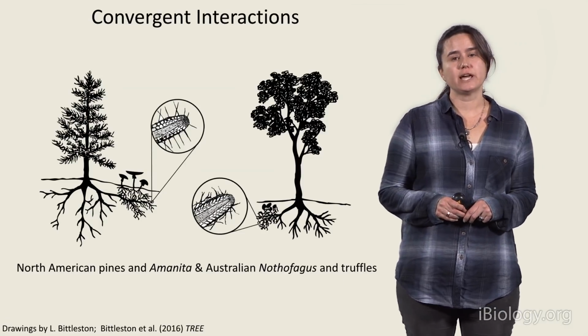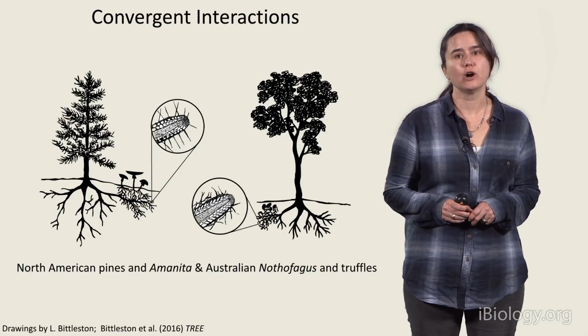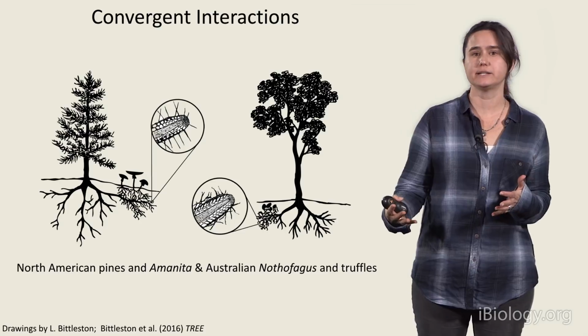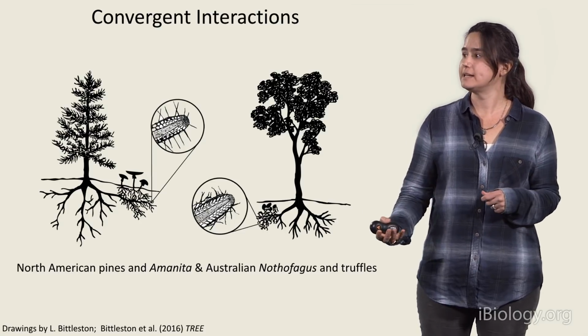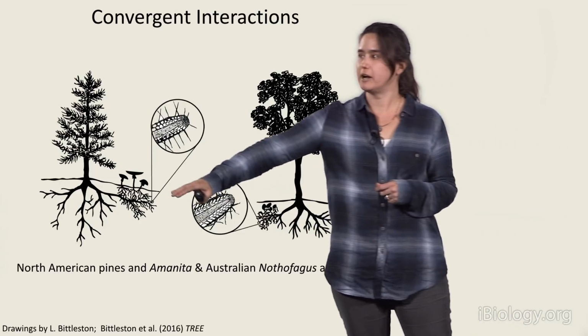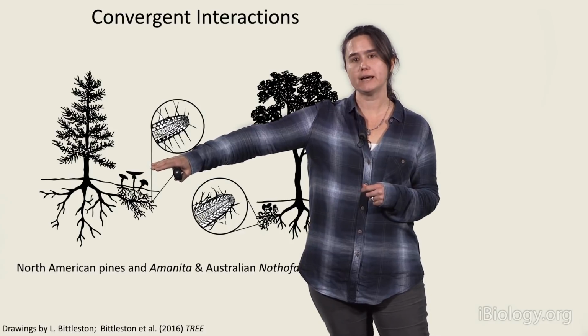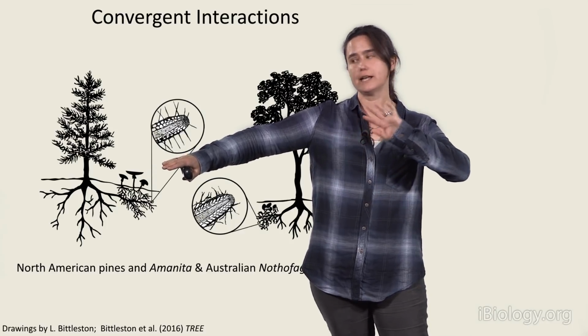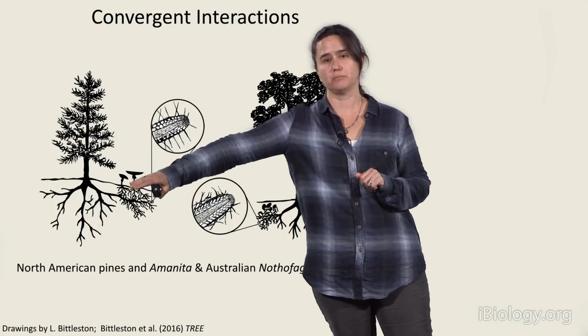These kinds of associations have evolved repeatedly over and over again. There's not a single origin to this kind of mutualism. For example, North American pines growing with Amanita, that's an interaction that evolved entirely, and Amanita is the name of this mushroom, by the way.